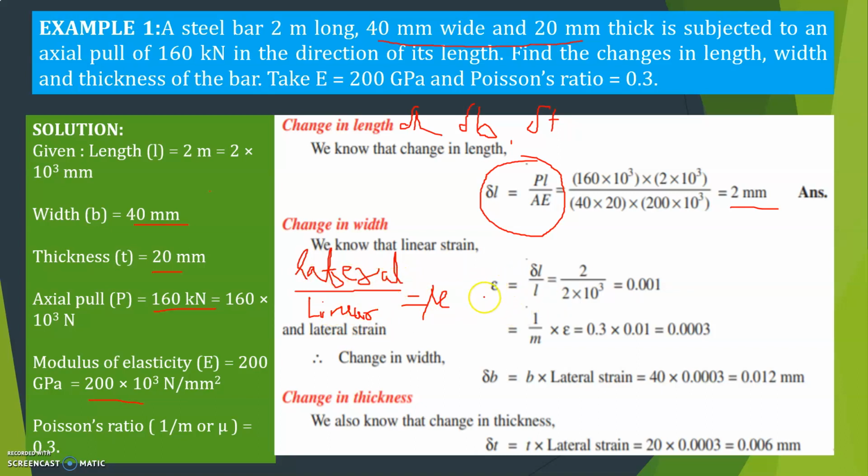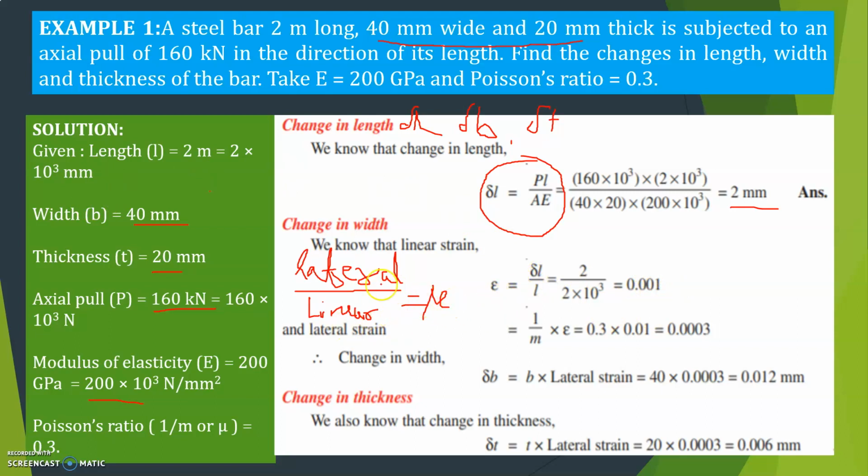How? Linear strain is equal to the change in the length divided by the original length. What is the change in the length? That is 2, divided by the original length, which is 2 into 10 raised to 3. You get 0.001. Okay, this is the linear strain.